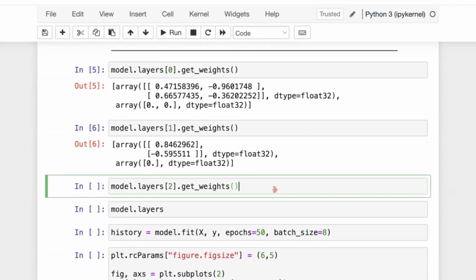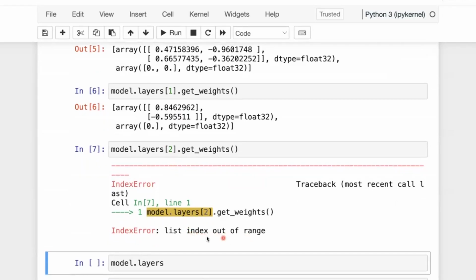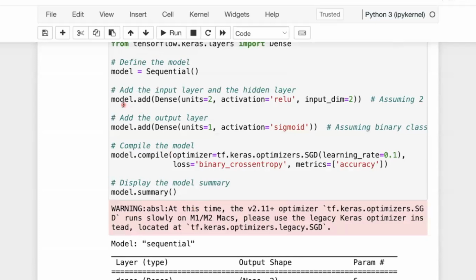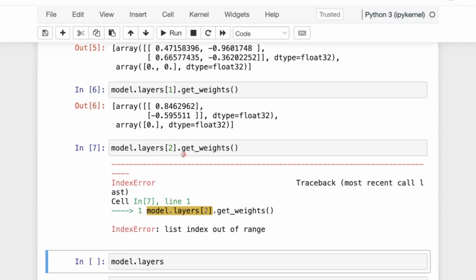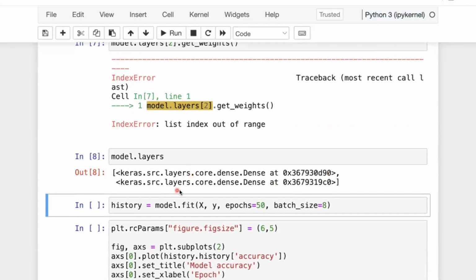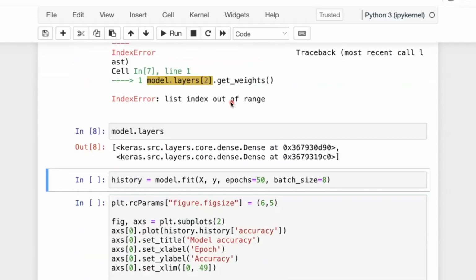And if for some reason, say I want to know the third layer, because indexing starts from 0, then you get this out of range error, because we only have 2 layers. And you can see this here too. We only have 2 model.add calls, so we have 2 layers, index 0 and 1, and there's nothing here. And in general, if we just say model.layers, you can see that we have these 2 layers. It's kind of hard to see right now because this refers to the memory address where these layers are stored. But if you want to know what's inside them, you need to use get_weights.